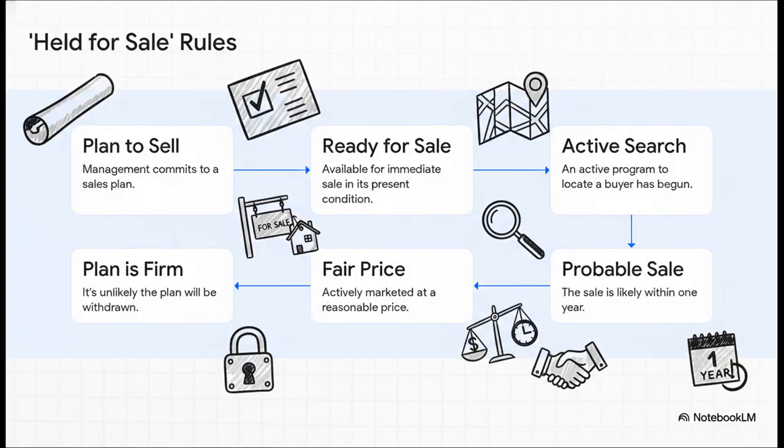And you know, companies can't just slap this label on whatever they want. There are very strict rules. They have to meet all of these criteria. Management has to be totally committed. The part of the business has to be ready for immediate sale. They have to be actively looking for a buyer. This makes sure it's a real, definite plan, not just some idea they're kicking around.